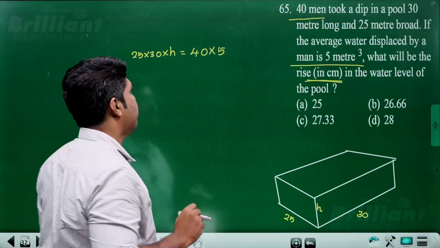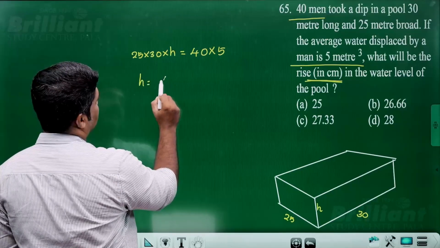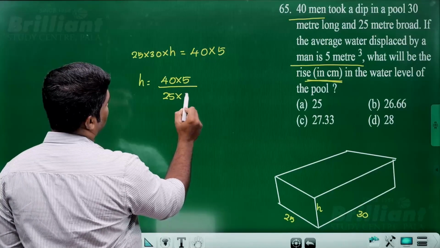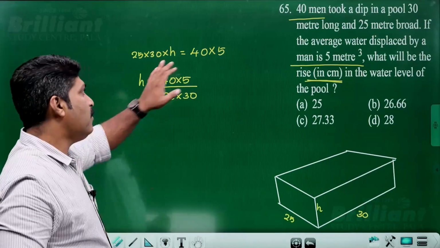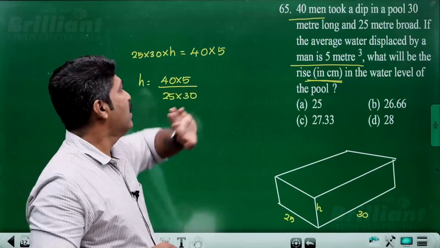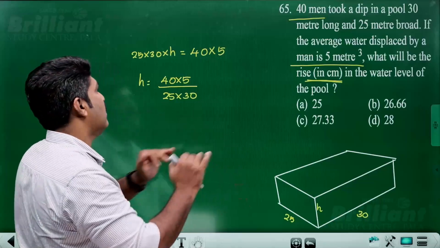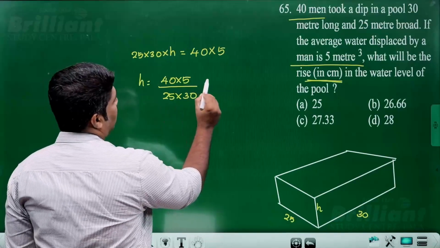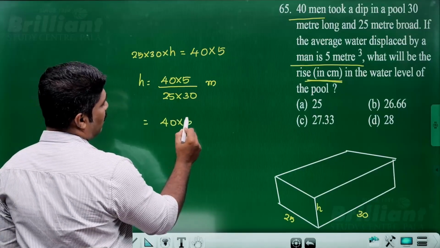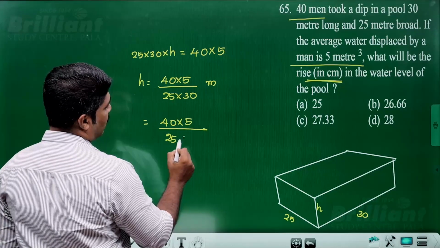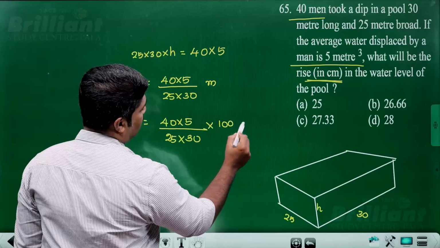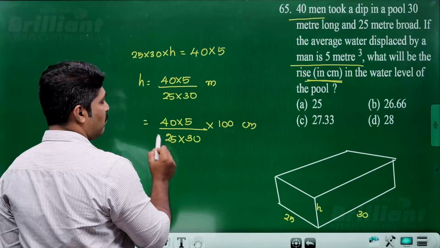Don't forget that point. So height is 40 into 5 divided by 25 into 30. How is this 40 into 5? There are 40 men and the average displacement is 5 meters cube, therefore 40 into 5 is the total quantity they displaced. This many meters. Then how can we convert meters into centimeters? Just multiply by 100. So this many centimeters, just simplify it.